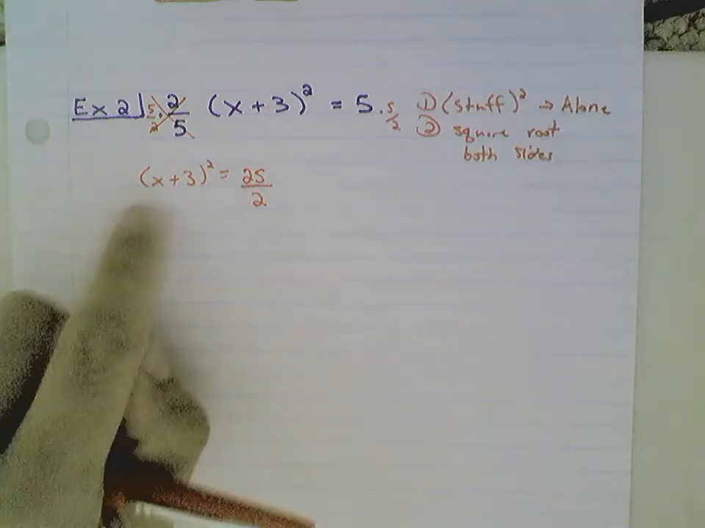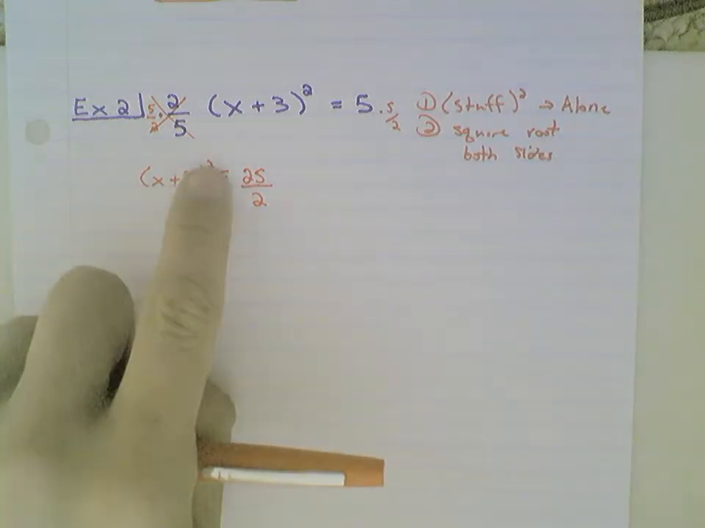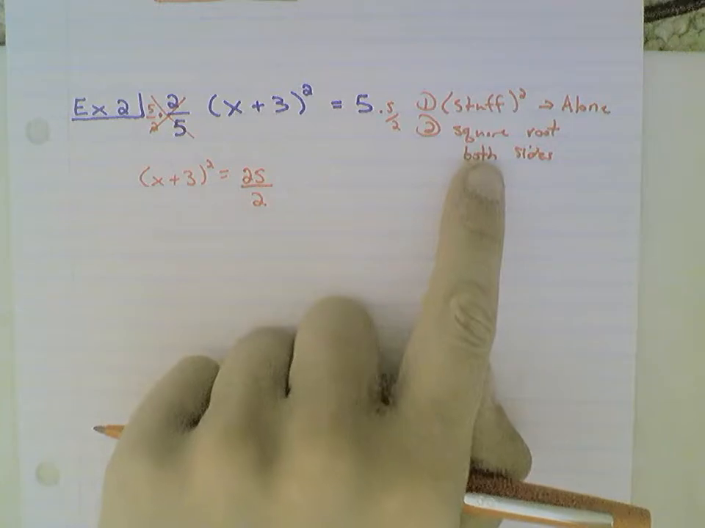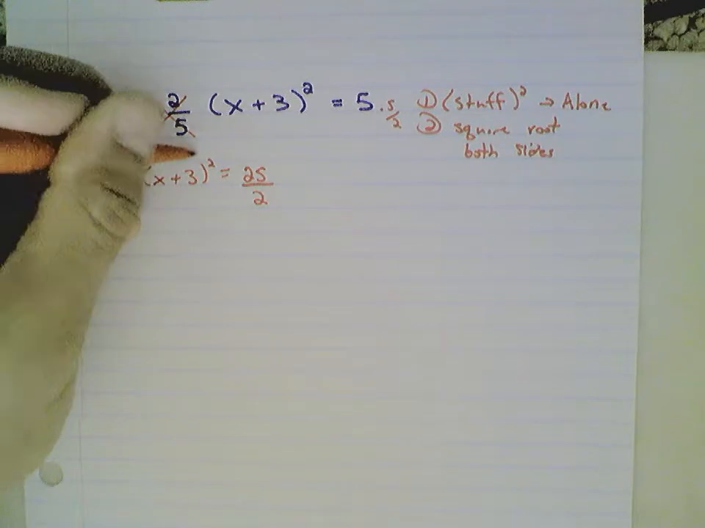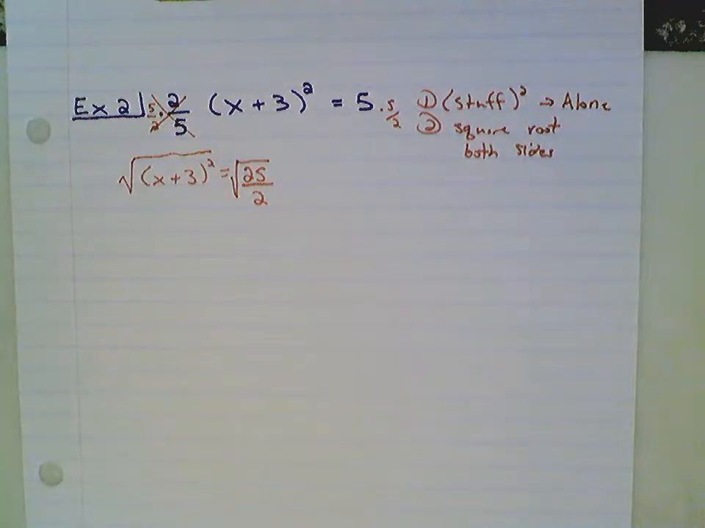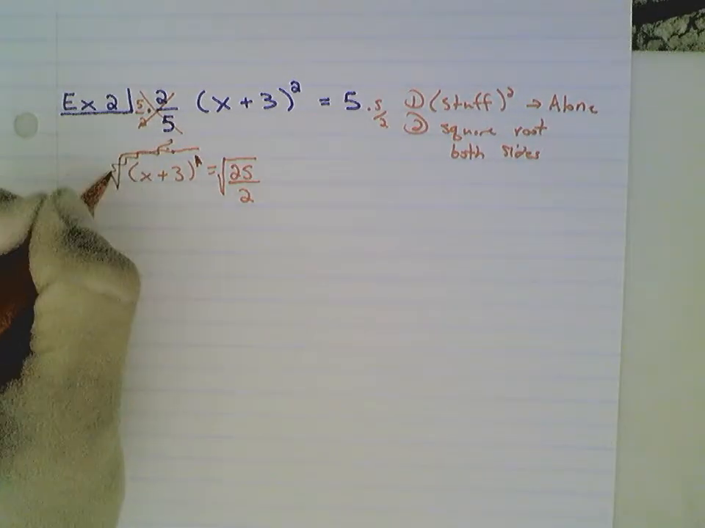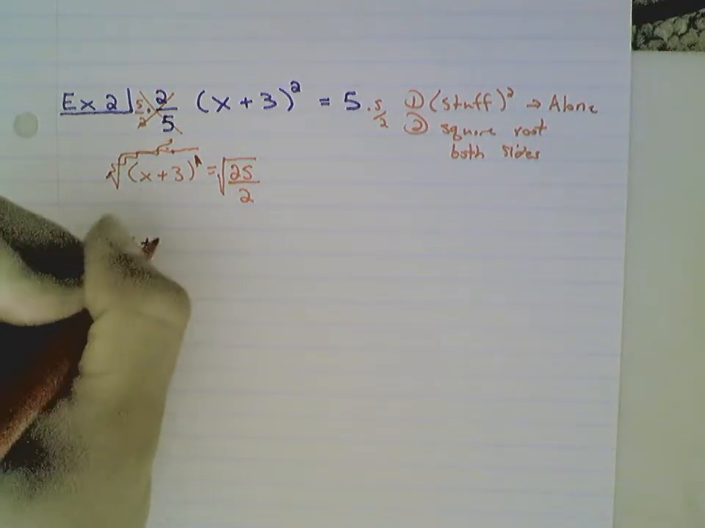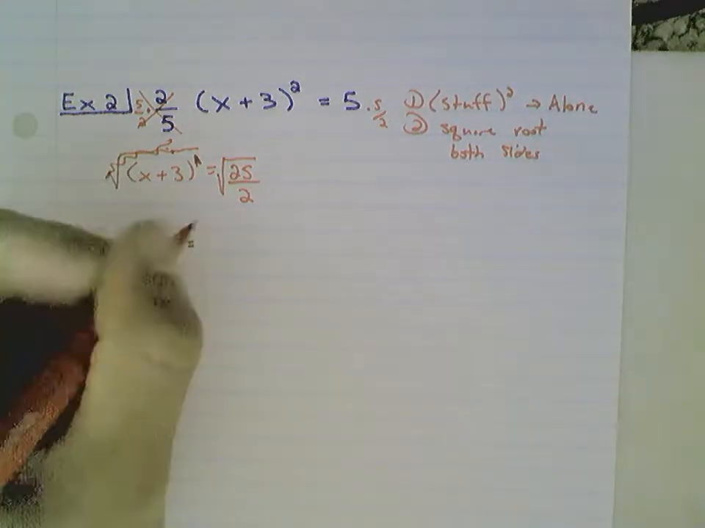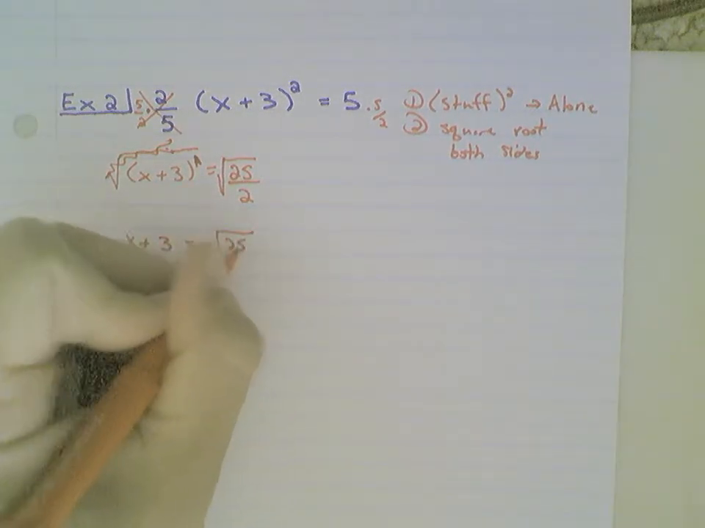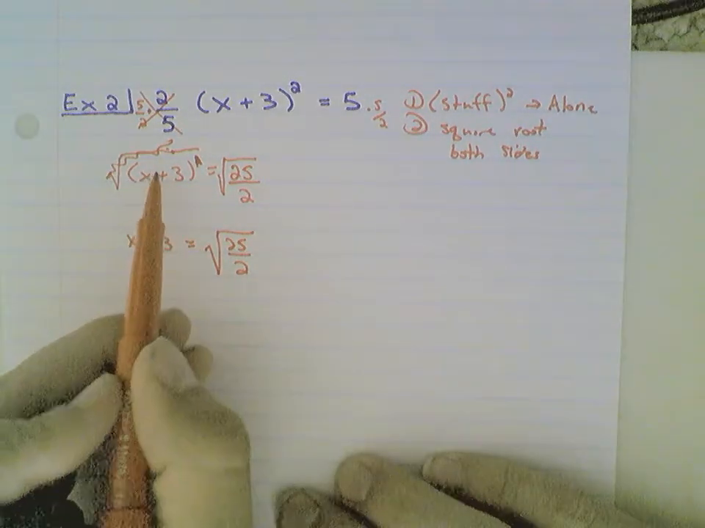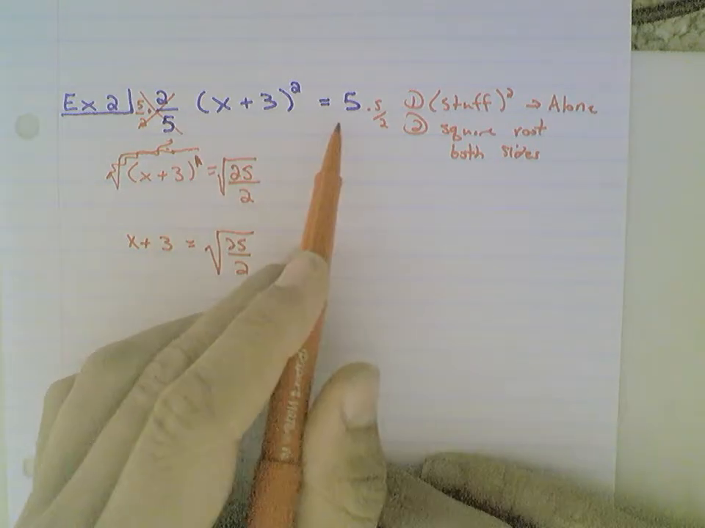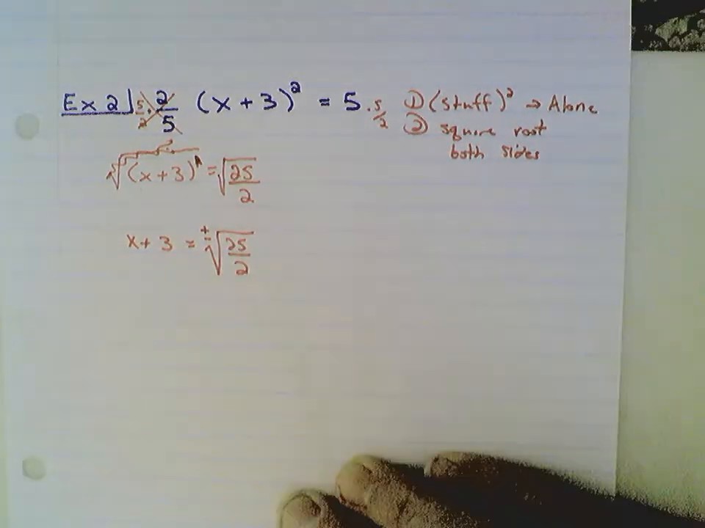At this point, I'll notice that I have the stuff being squared alone. So here's where I start my second step of square rooting both sides of the equation. So I take the square root of both sides. Notice that anything that's being squared and a square root will cancel with each other. I'll be left with x plus 3, and that'll be equal to the square root of 25 over 2. Now, once again, I'm the one who added the square root to the problem. It wasn't originally in the problem, so I need to remember to put the plus or minus sign on that.